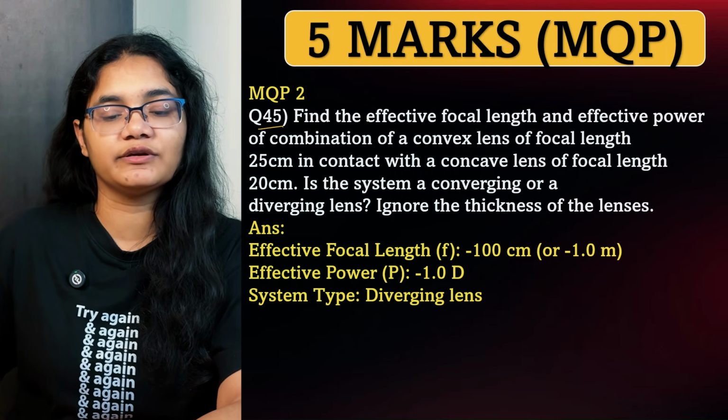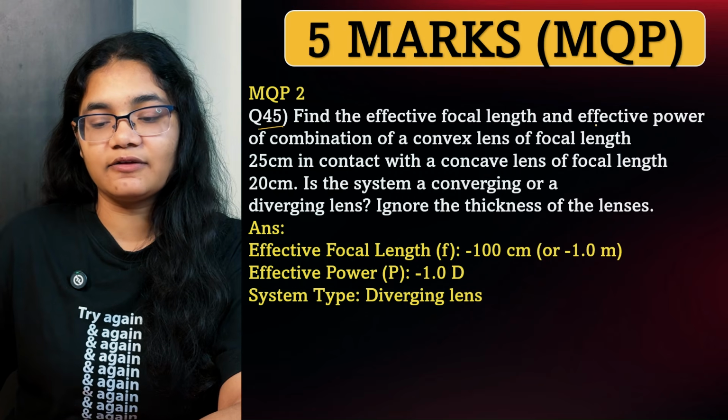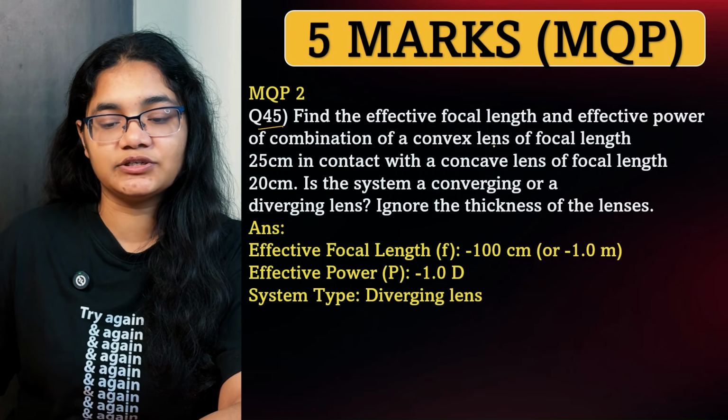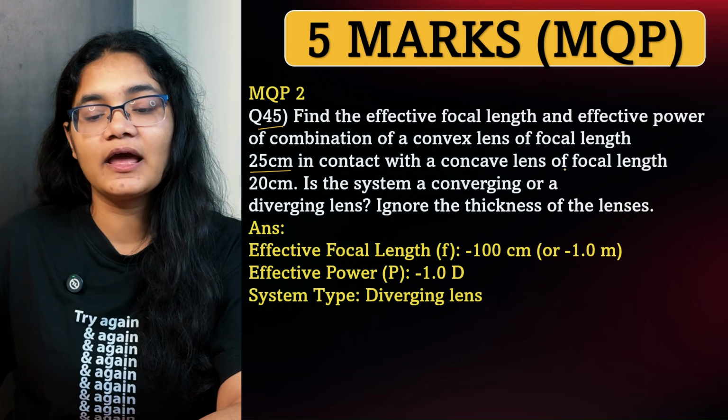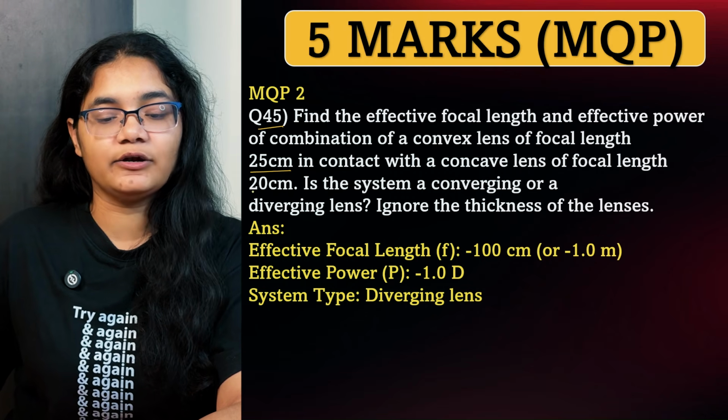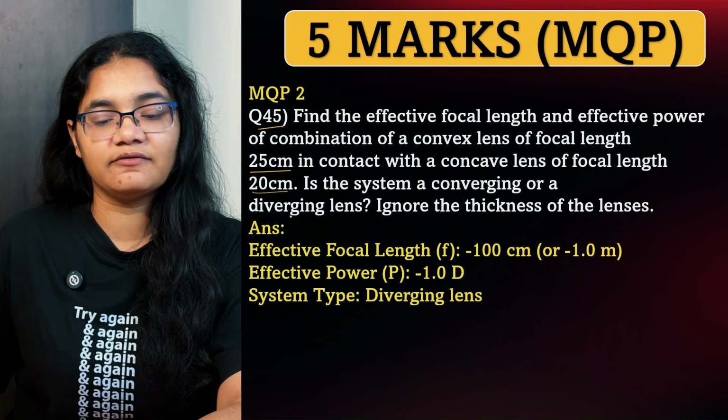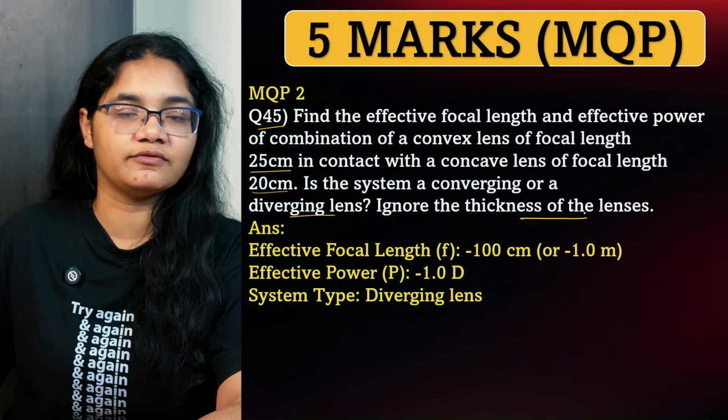Model question paper 2, question number 45. Find the effective focal length and effective power of a combination of convex lens of focal length 25 centimeter in contact with a concave lens of focal length 20 centimeter. Is the system converging or diverging? Ignore the thickness of the lens.